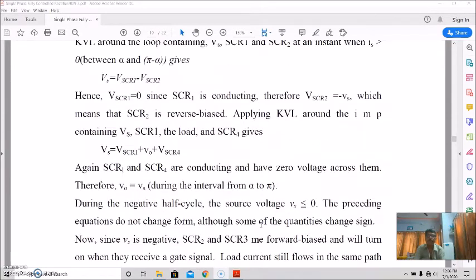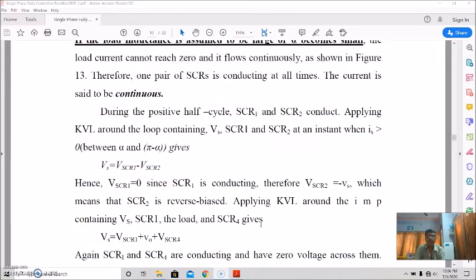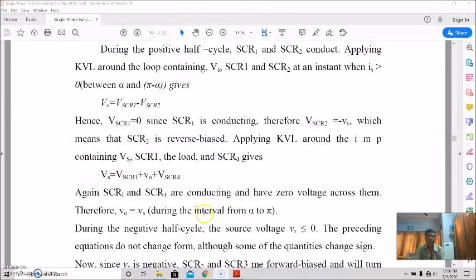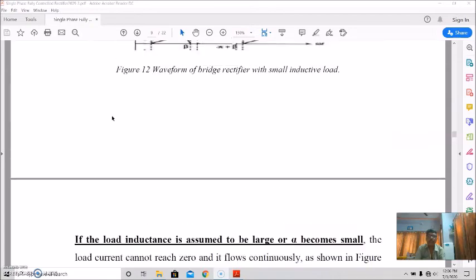So how can this be achieved? This can be achieved in the following way: during the positive half cycle, when SCR1 and SCR2 are conducting, apply KVL around the loop. So this will be like this.